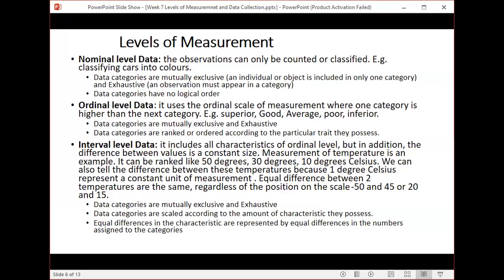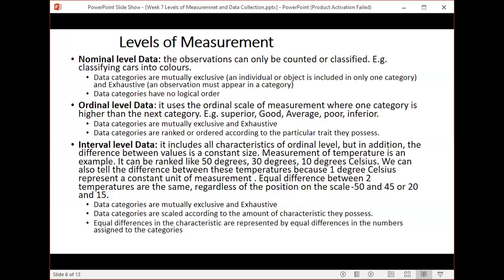So the first one, which we can put as level 100 in terms of levels of measurement, is called the nominal level data. Nominal level data is the most basic kind of measurement we can have. Here, the observations can only be counted or classified.